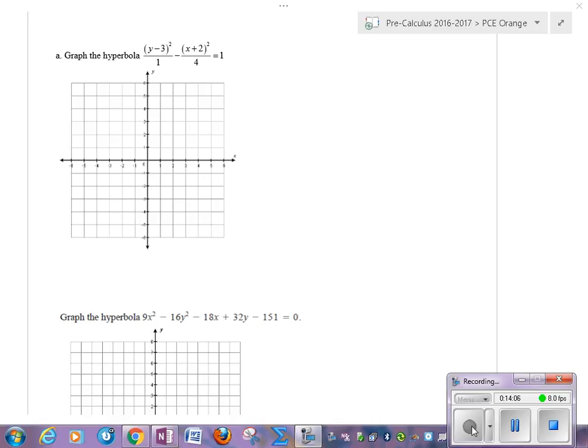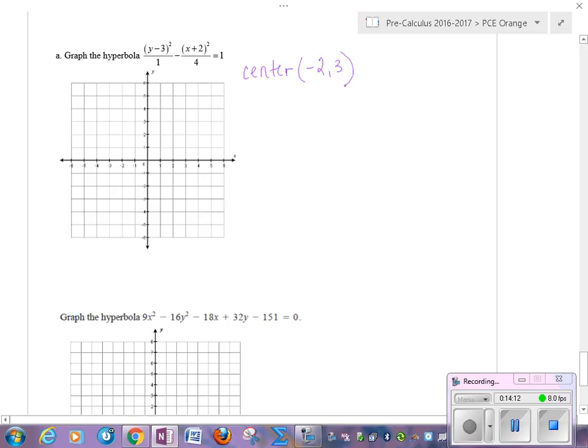Okay, good. We have a center of negative 2, 3. Did I catch anybody? Did anybody write 3, negative 2, or did you answer 3, negative 2? So make sure that you're paying attention to where your h and k values are. Remember, h is always associated with x and k is always associated with y. So you really have to watch those, especially with hyperbolas.